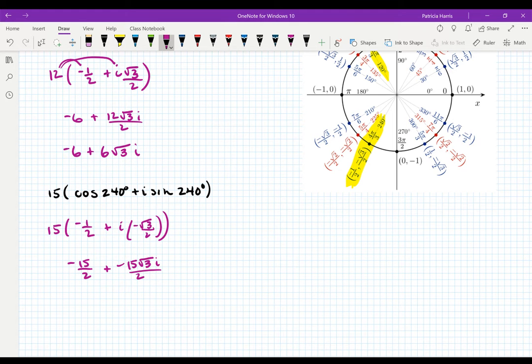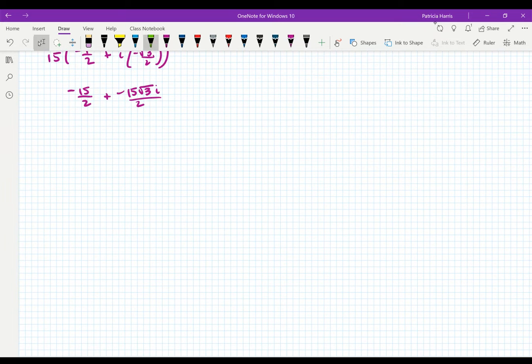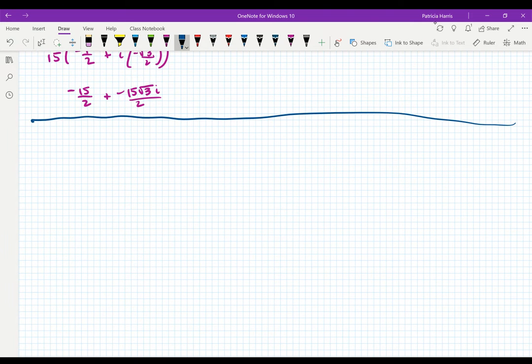Now the question is, what if you're not on the unit circle? Well, we can do one of those too. Let's say that we had 10 cosine 72 degrees plus i sine 72. This is where you get out your calculator. Make sure you're in degrees.